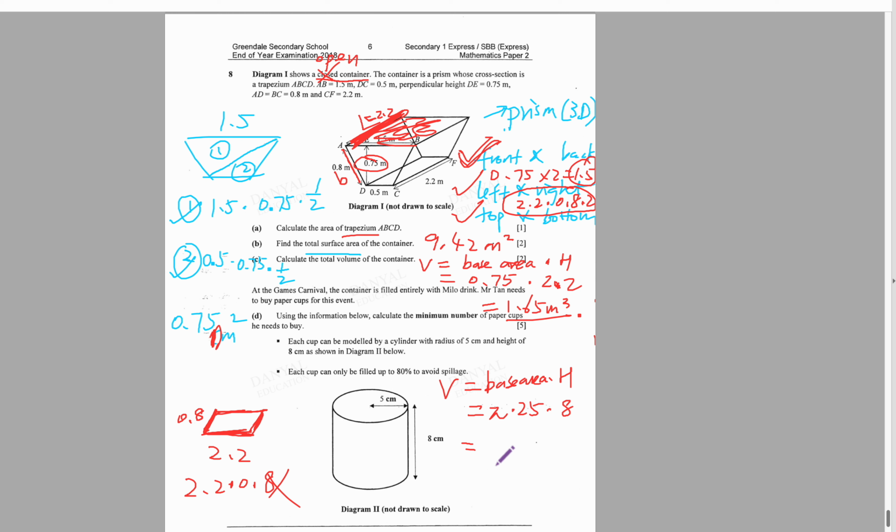And then I got 628.32, rounded off. So this is cm cube, right? And then they say only 80%, so this 628.32 you just times 80%. What do you get? I got 502.65 cm cube.